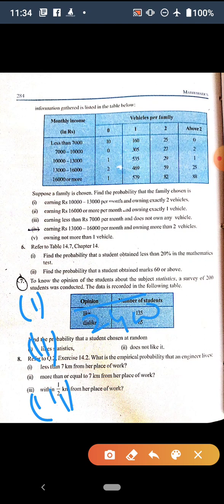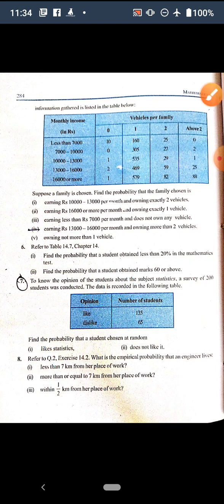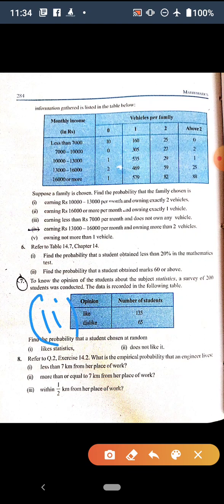Earning 10,000 to 13,000 and owning exactly 2 vehicles. How many are these? 29. So it is 29 upon 2400. For the second part, earning 16,000 or more and owning exactly one vehicle. Here there are 579 upon 2400.